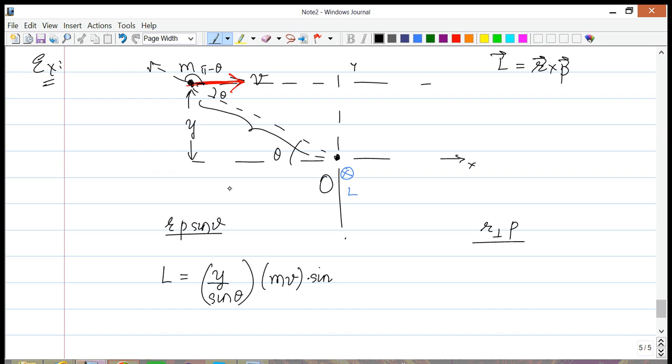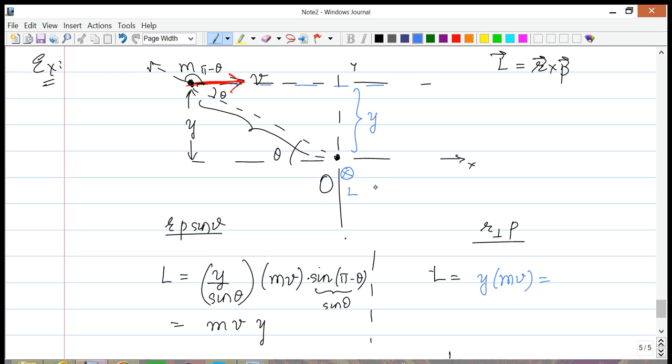So we could use either angle. We could either use sine of theta or sine of pi minus theta. It doesn't really matter, because sine of pi minus theta is nothing but sine theta, and so this ends up being equal to m v times y. Now let's see if we could have concluded the same thing by using the perpendicular distance relation. L is the perpendicular distance of the momentum line from the origin times the momentum. If you extend this line, you see that this distance is simply y. So my L is equal to y times m v, r perpendicular times m v, which you can just rewrite as m v y.